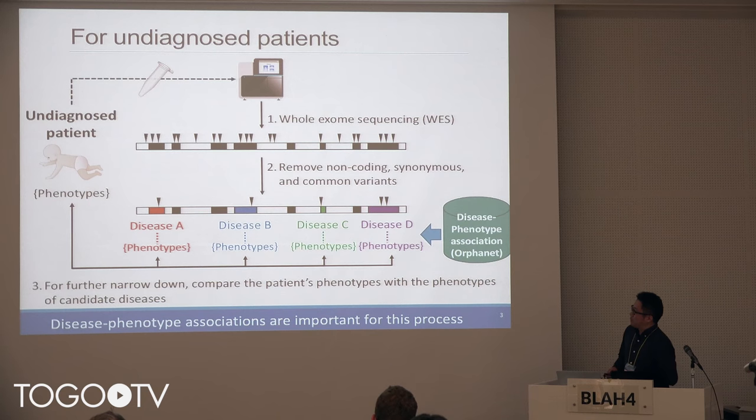And to further narrow down candidate diseases, we retrieve disease phenotype associations from database like Orphanet, and we compared a set of patient phenotypes with the phenotypes of the candidate diseases. The higher similarity, the higher probability as a candidate disease. So in this process, disease phenotype association is very important.